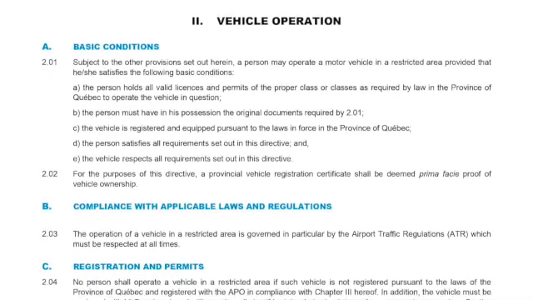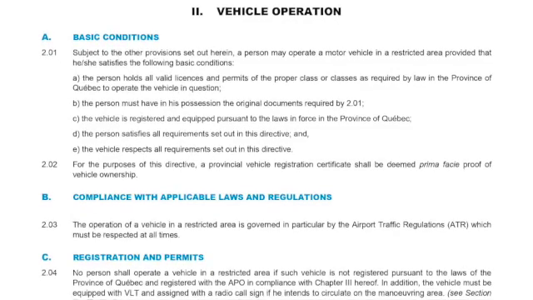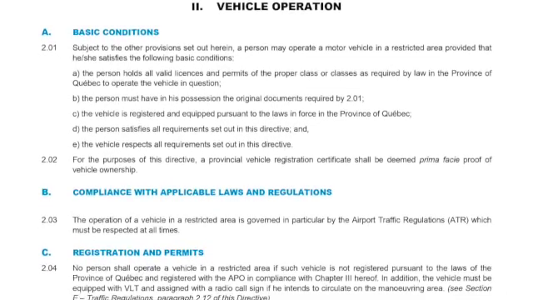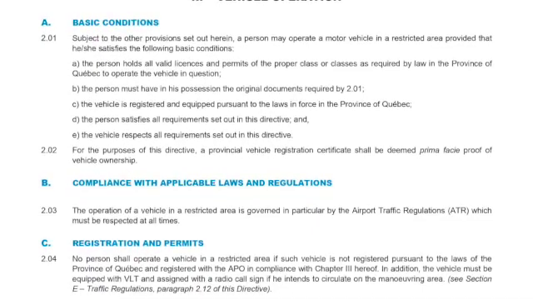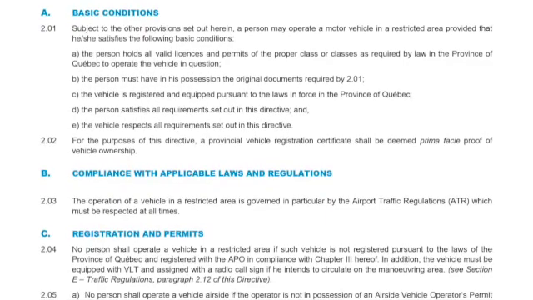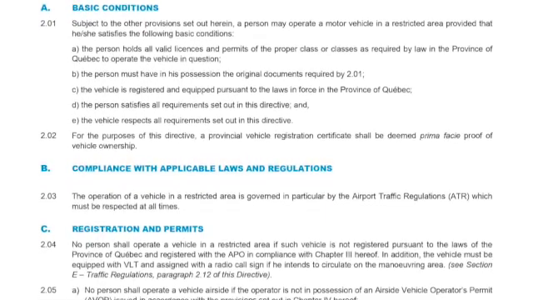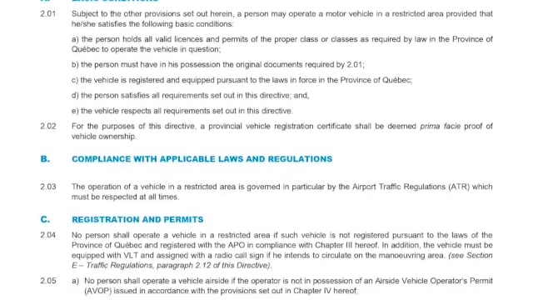2.02. For the purposes of this directive, a provincial vehicle registration certificate shall be deemed prima facie proof of vehicle ownership. B. Compliance with applicable laws and regulations. 2.03. The operation of a vehicle in a restricted area is governed in particular by the Airport Traffic Regulations, ATR, which must be respected at all times.